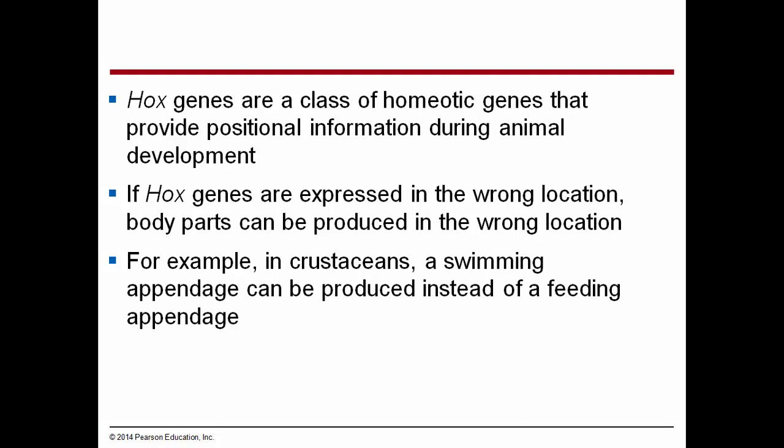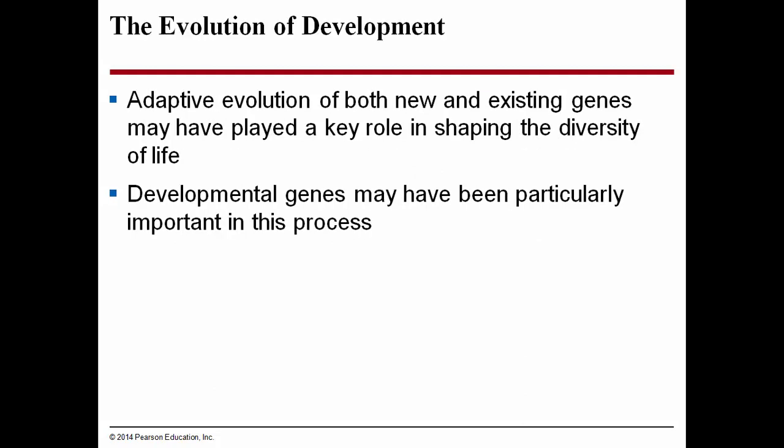So, for example, in crustaceans, a swimming appendage can be produced instead of a feeding appendage. So these Hox genes are really important in the development of different organisms. If they're altered or expressed incorrectly, they can cause damaging mutations to the organism. Of course, those mutations could be adaptations, in which case they might contribute to the evolutionary success of the organism, providing that those mutations affect germ cells.